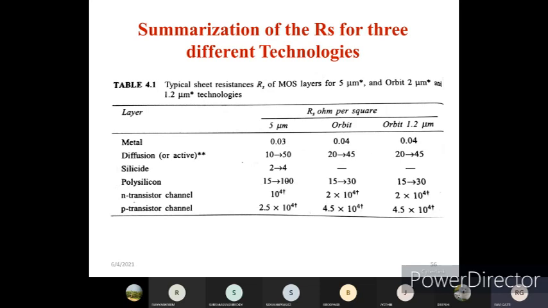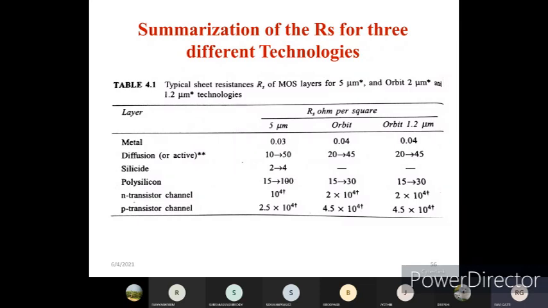You can see for the metal it is 0.03, for the diffusion it is 10 to 50, for the polysilicide it is 2 to 4, for polysilicon it is 15 to 100, for the N channel it is 10 power 4, and for the P transistor it is 2.5 into 10 power 4. We make use of this sheet resistance to calculate whether the given transistor is a pull-up transistor or a pull-down transistor.